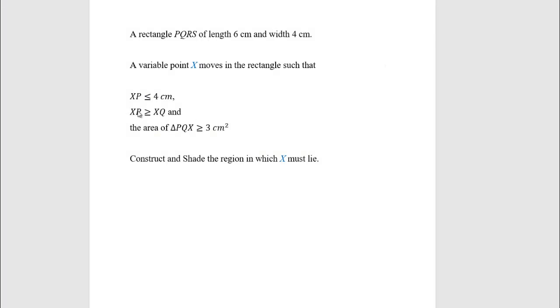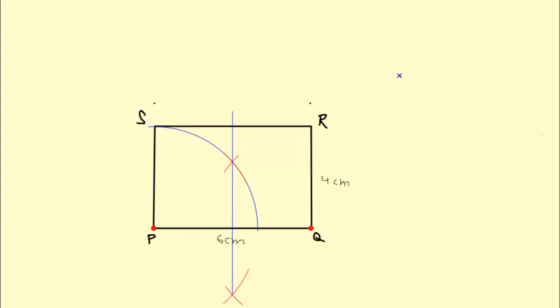Now according to this condition, in the locus of X, the distance XP is greater than the distance XQ. The point X is moving in such a way that its distance from Q is less than the distance from P. So it means that the point X will be in the region that is on the right side of the perpendicular bisector.